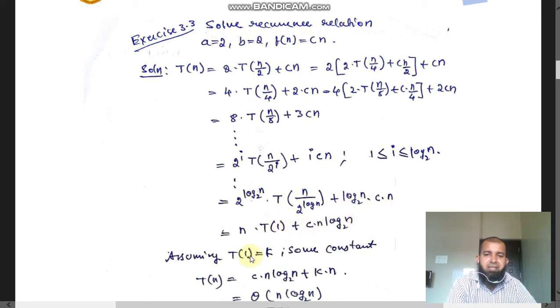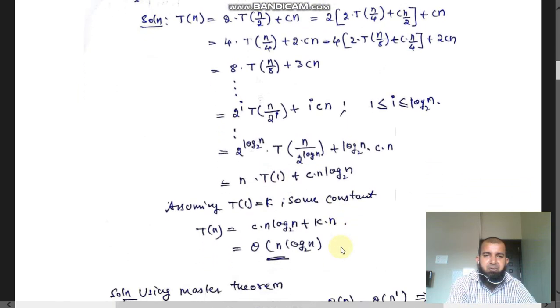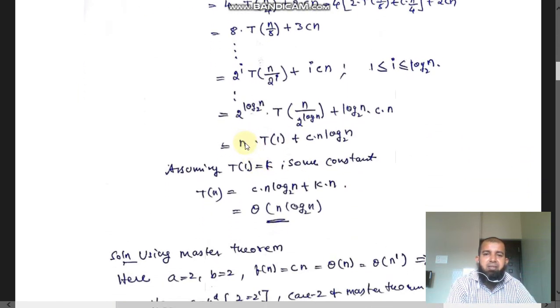Then assuming T(1) is equal to k for some constant, therefore T(n) is equal to nk plus cn log n base 2. So theta of, c is a constant, therefore T(n) is theta of n log n base 2. We reject kn and c because they are small values.